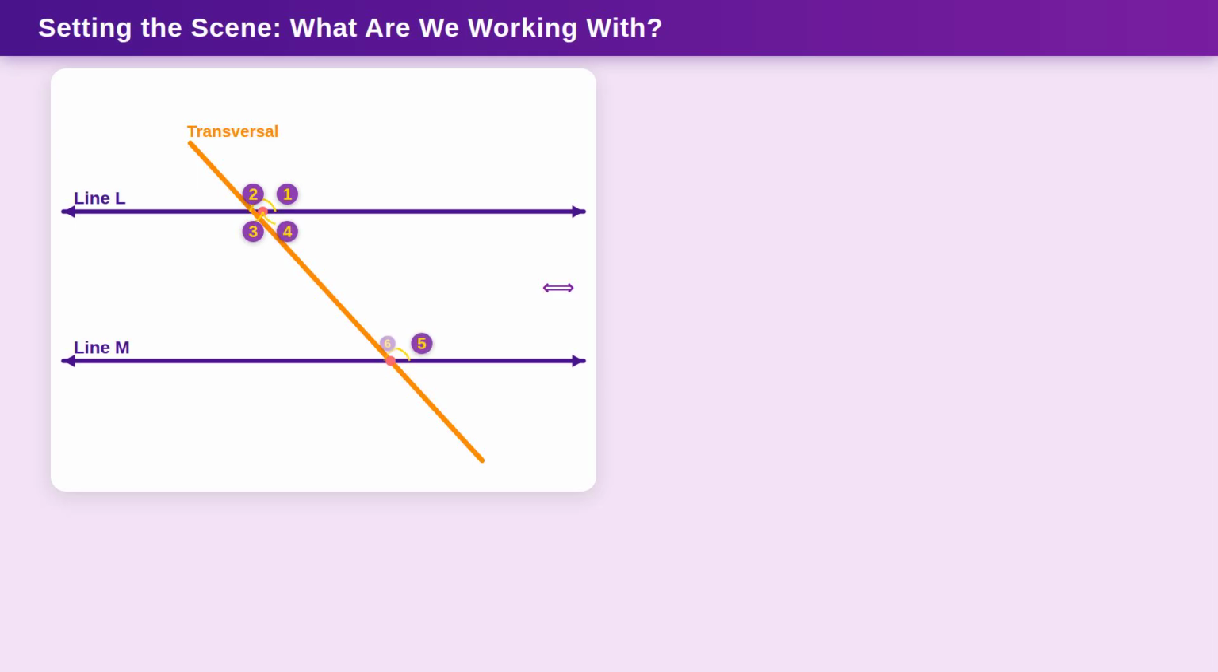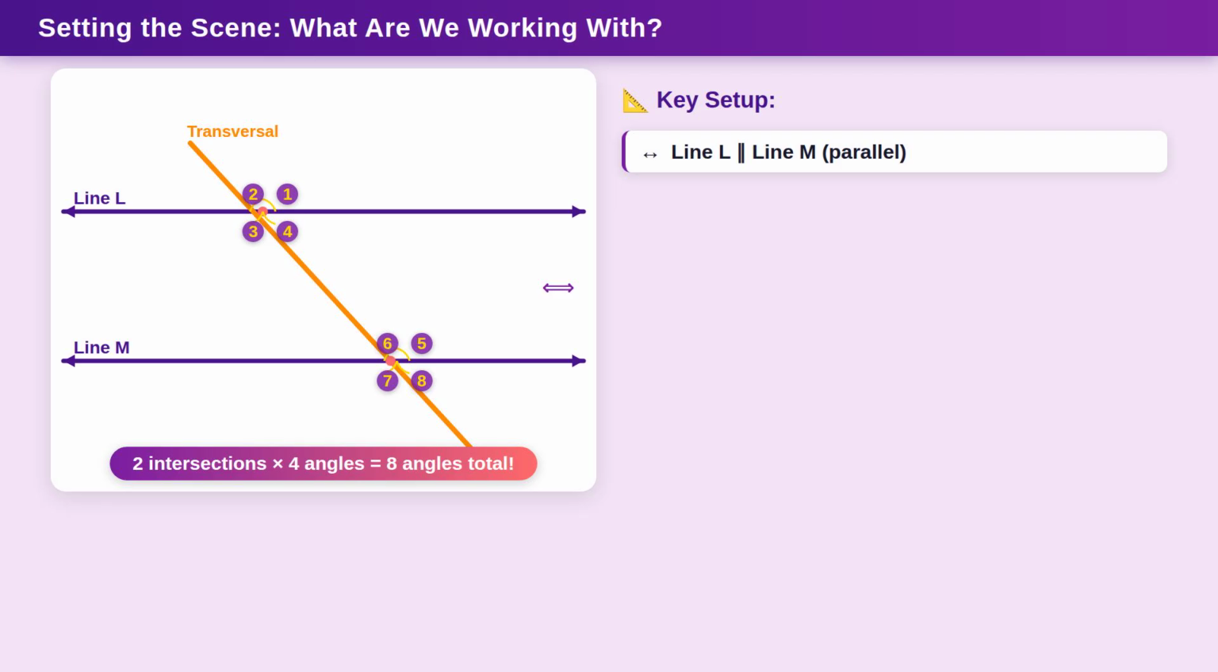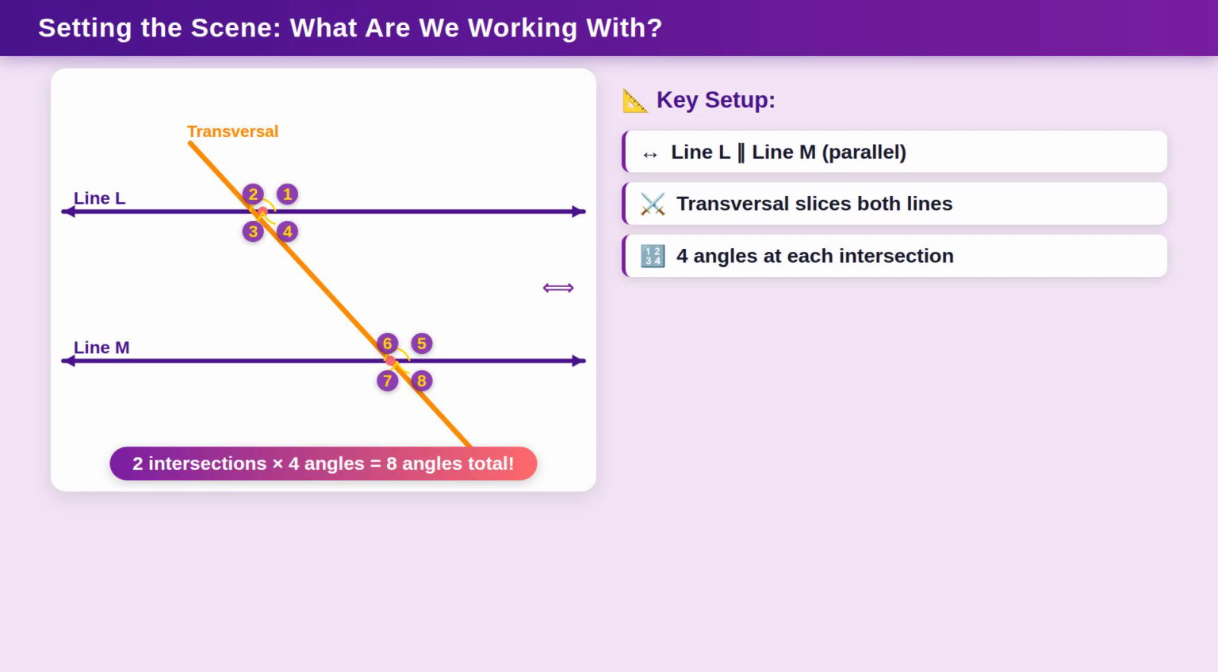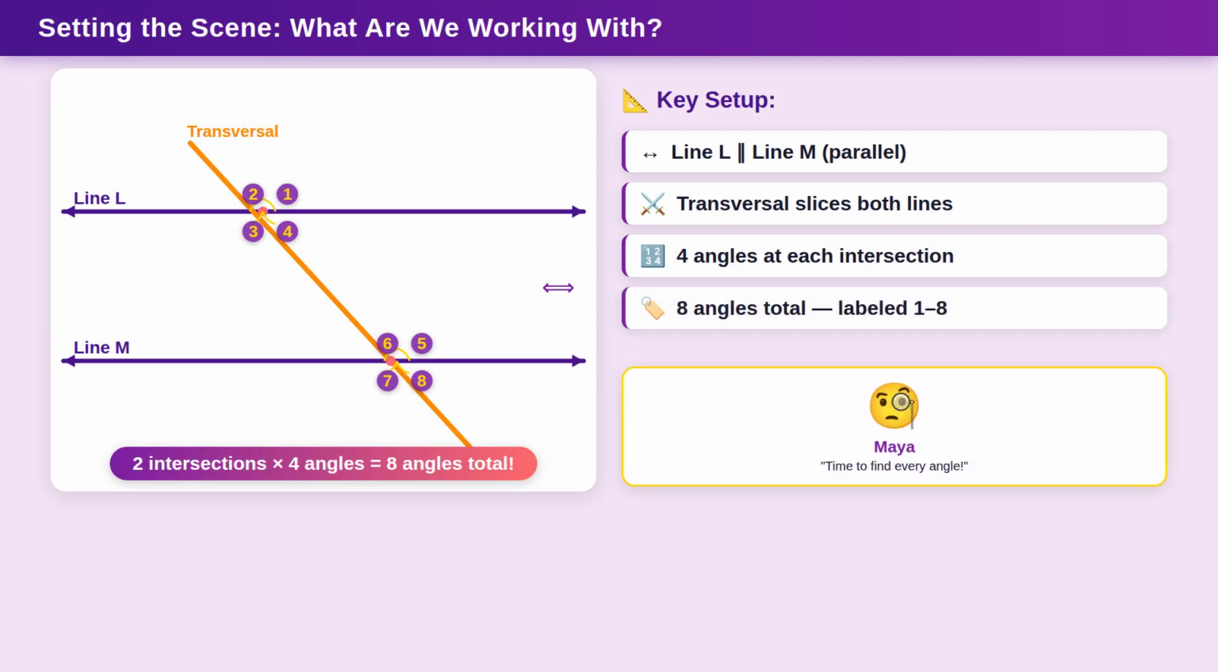Parallel lines are lines that go in the exact same direction and never, ever cross. Then a third line, called a transversal, slices right through both of them like a sword. At each intersection, 4 angles are formed. 2 intersections, 4 angles each, that's 8 angles total. Maya labels them 1 through 8. Now the detective work begins.